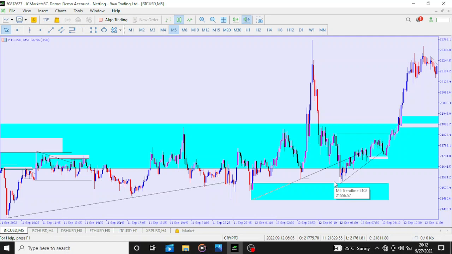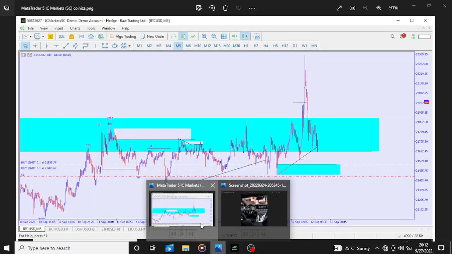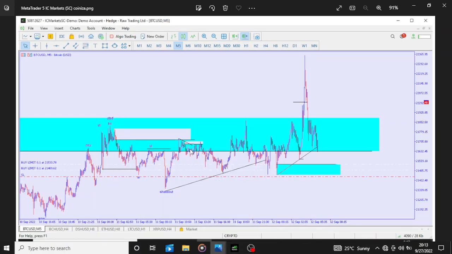And guys, another thing, do not stay married to your bias. You see the price distributed nicely and took care of all the supply that was left and went to the downside. But when you wake up in the morning, the price has distributed and reaccumulated in the same range. And we adapted, we were flexible.